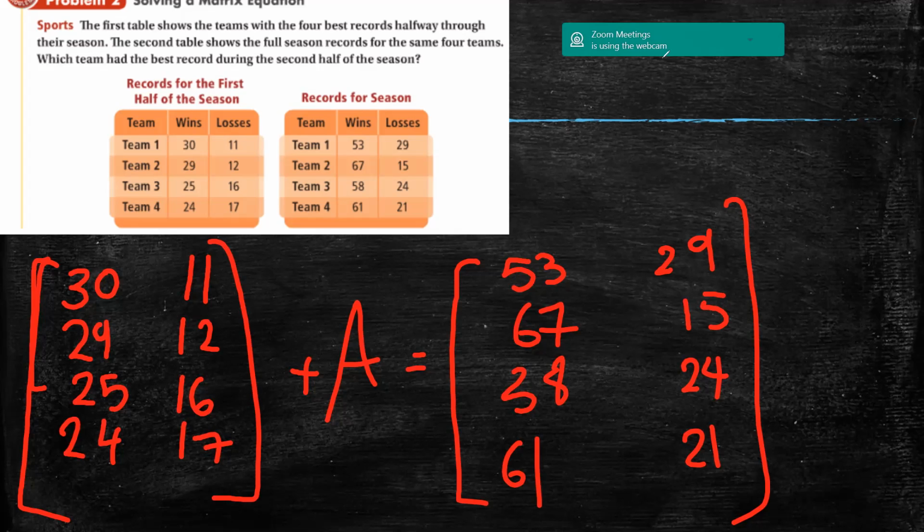I will now subtract this matrix, which is 30, 11, 29. Which matrix? Be careful. The matrix which is added to the variable A is to be subtracted. So it will be this one. So it's the total minus the first matrix. So minus this one, as you see.